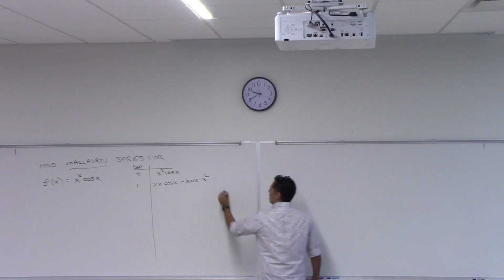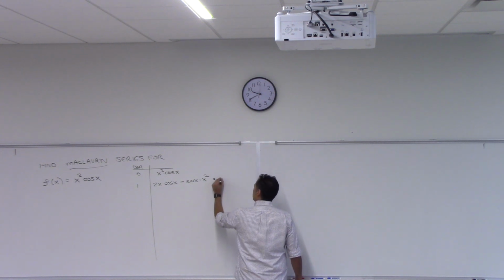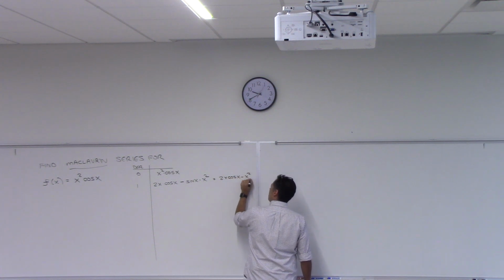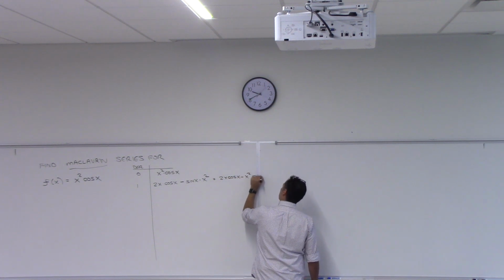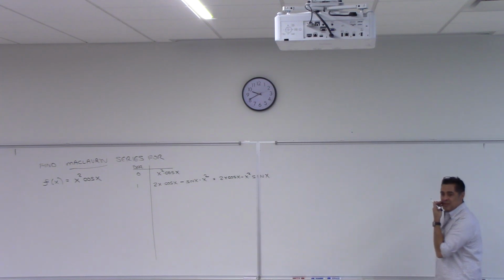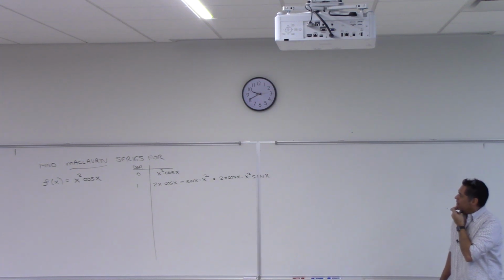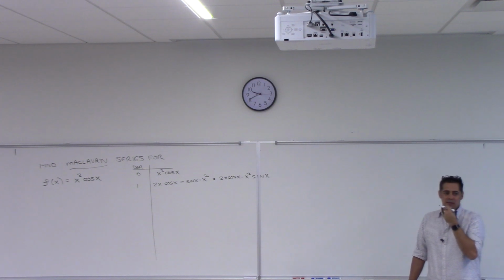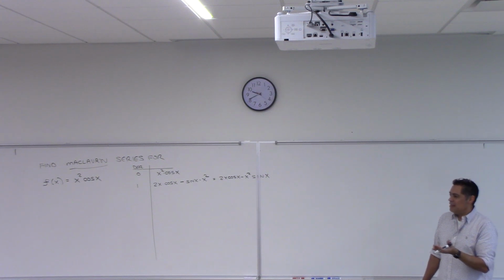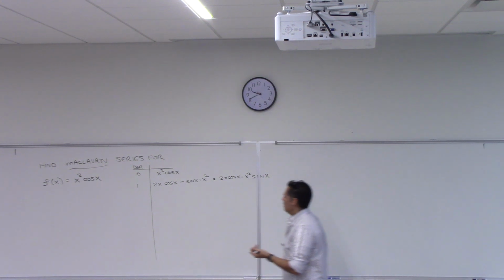Okay, but what's that equal to? Let me just clean it up a little bit. It's 2x cosine x minus x squared sine x. All right, that's what we have. Man, that's only the first derivative. Now we need the second derivative.